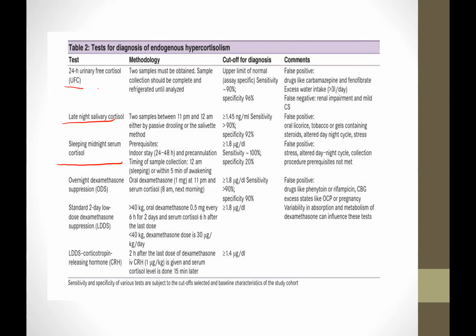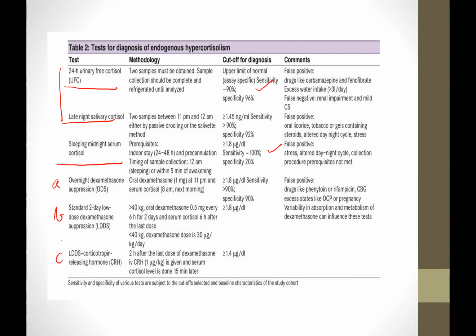Suppose I combine the 24-hour with late night cortisol, or the 24-hour with sleeping midnight cortisol. Here I can confirm the disease. Here I can rule out the disease. Sensitivity is 100%. So we will be able to find out. That is the first level of test. Supposing one of these tests is positive, better you do 2 or 3 of those tests, and at least 2 of them. If one of them is positive, then you are bound to do the second level test.